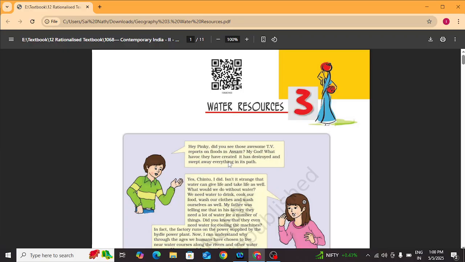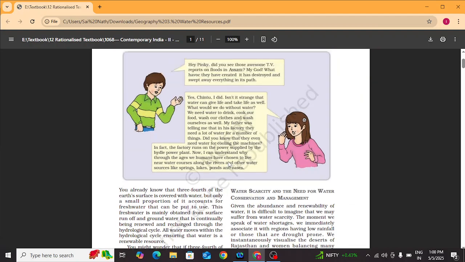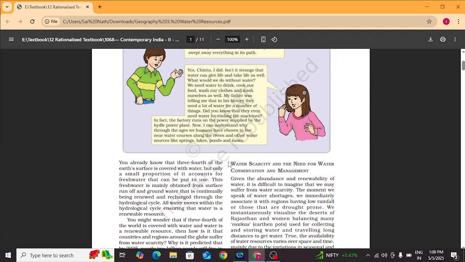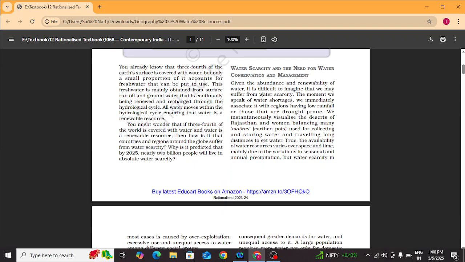The chapter starts with a small skit. You can read it out. First of all, you will be here. Here are some facts about water which you need to know. Like 3/4 of the Earth's surface is covered with water, but only a small part of it is fresh water, which can be put to use. The rest is ocean, salty water.